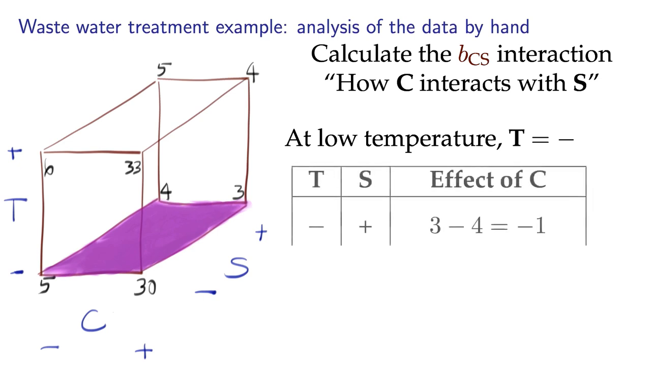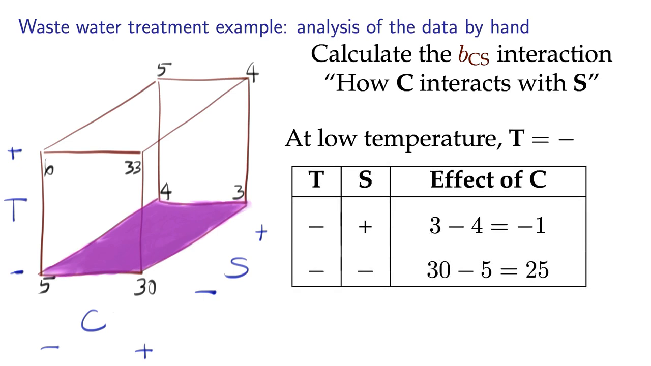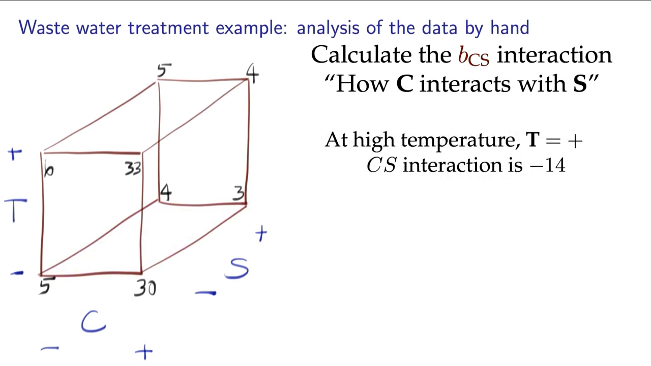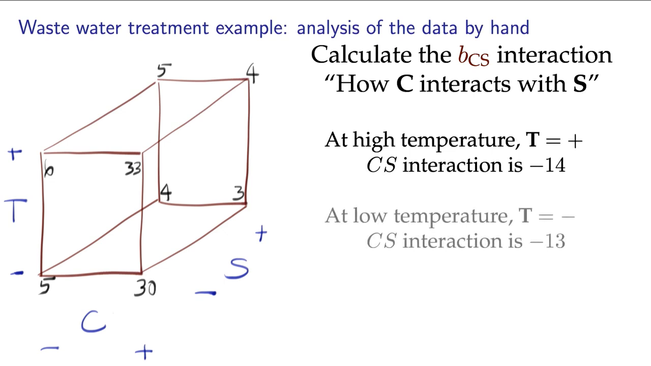The difference due to C at high speed is 3 minus 4. The difference due to C at low speed is much greater, 30 minus 5. Report half the value from high to low, and that is minus 1 minus 25, which equals minus 26. Dividing that by 2 gives minus 13. So now we have two estimates of the interaction effect. One estimate is minus 14, the other estimate is minus 13.